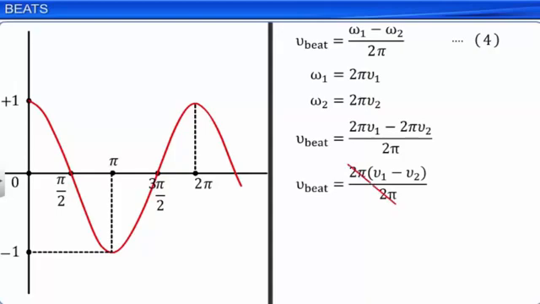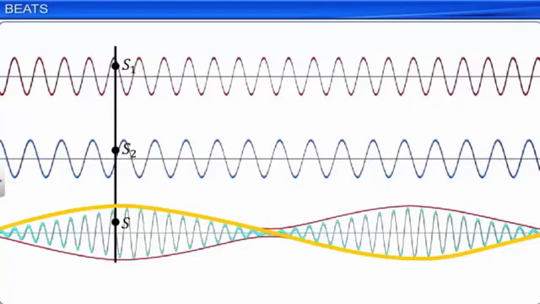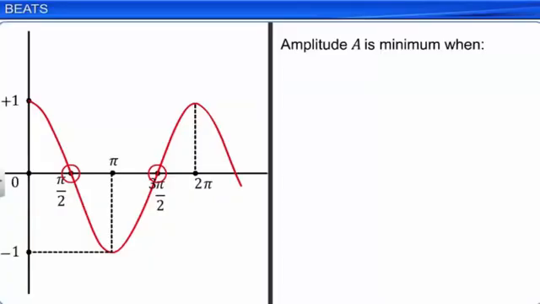Similarly, let's calculate the beat frequency when the amplitude of the resultant wave is 0. Amplitude A' is minimum when cos (omega 1 minus omega 2) by 2 into t is equal to 0. This implies that (omega 1 minus omega 2) by 2 into t is equal to (2k plus 1) into pi by 2, where k is equal to 0, 1, 2, and so on.